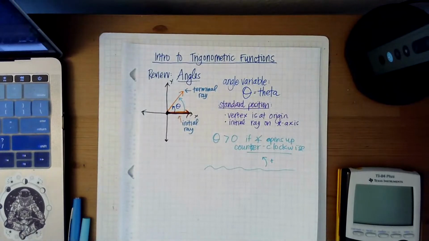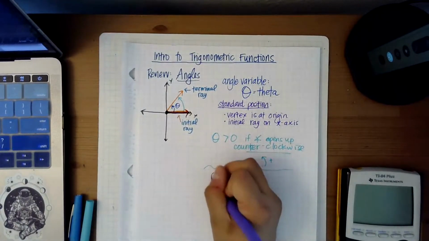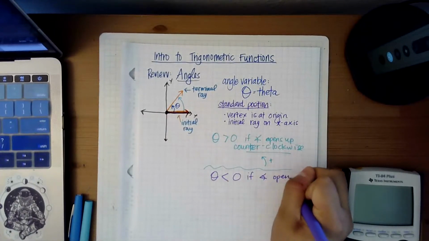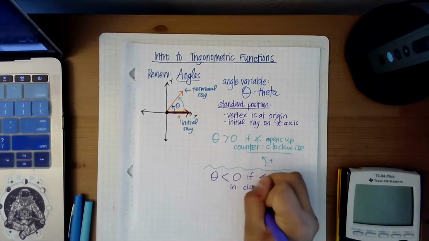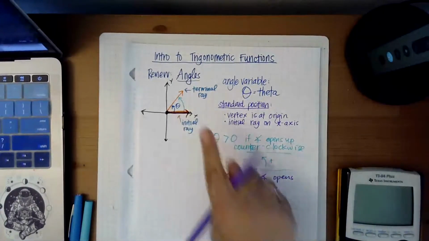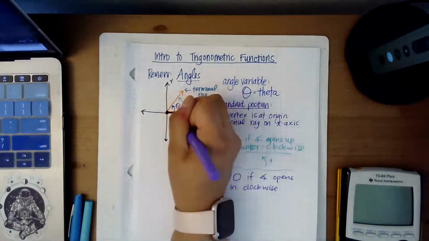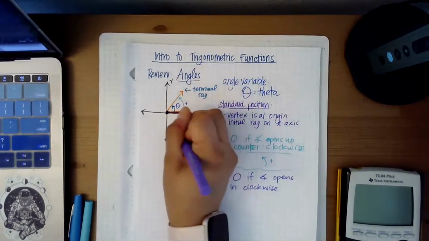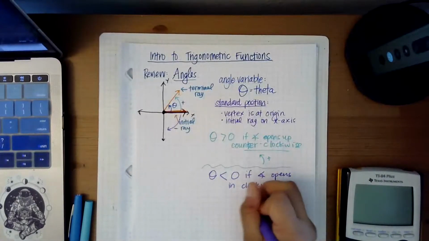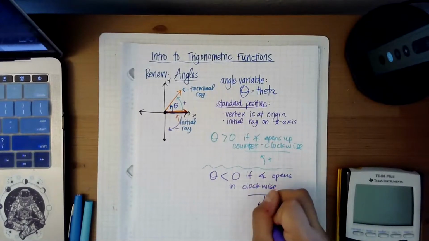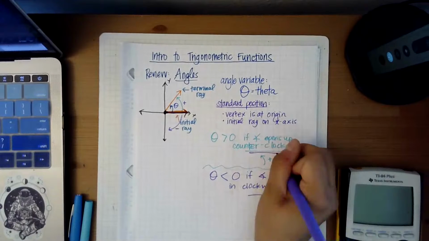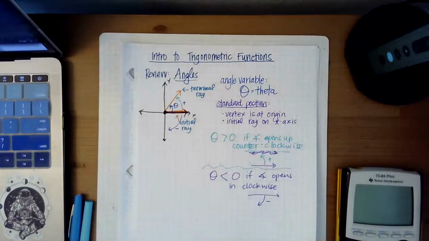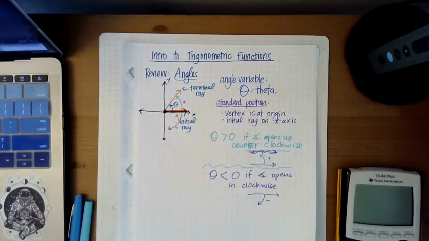If my angle opens in a clockwise position, theta is negative. So remember, clockwise means this way. So if it opens this way, then theta is negative. So this is positive, this way is negative. Okay, so remember, that's my initial ray. If it opens this way, it's negative. And then here, there's my initial ray. If it opens up this way, it's positive. Okay, so that's really important to understand.